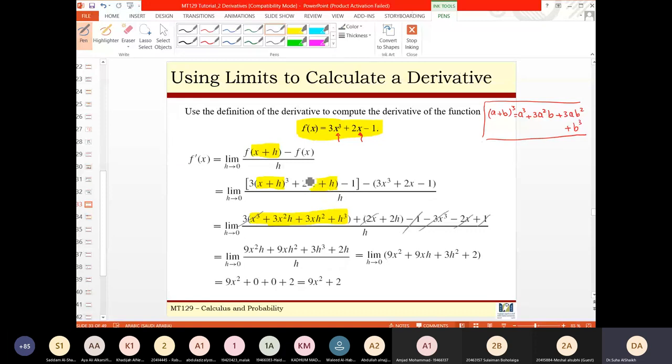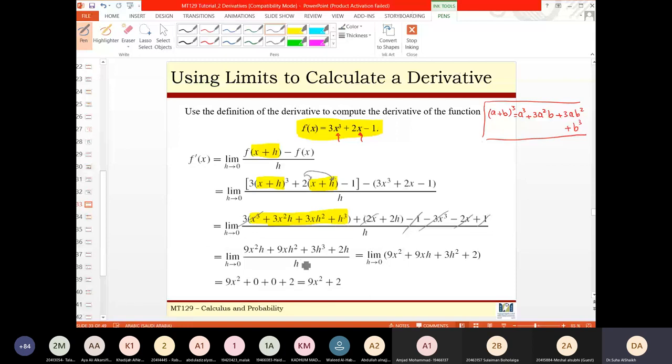2x plus 2h, from this part, it is 2x and 2h. This part here. So we remain with 9x squared h. We remain with 9xh squared. We remain with 3h cubed, and from here I have the 2h.